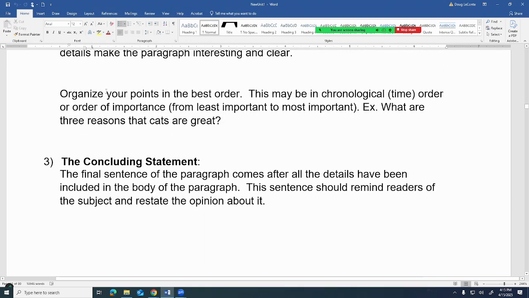Organize your points in the best order. They may be in chronological order, a time-based order, or an order of importance, from least important to most important. Example: what are 3 reasons that cats are great?